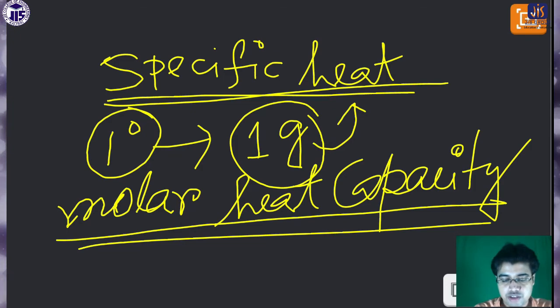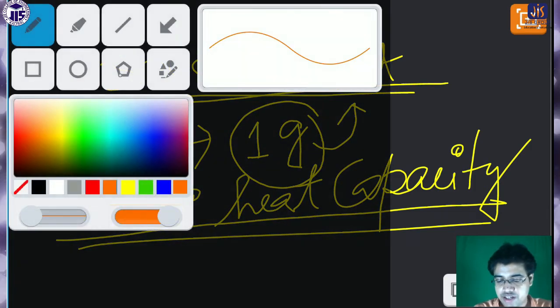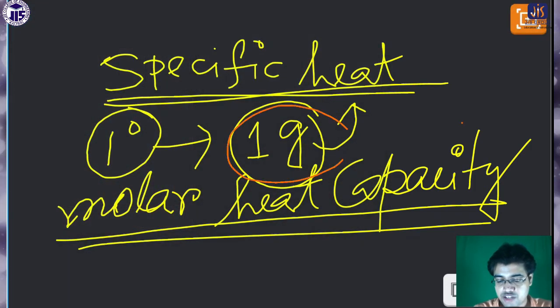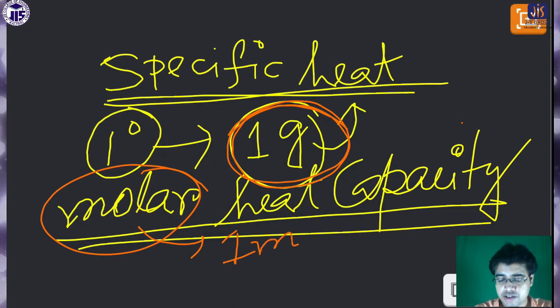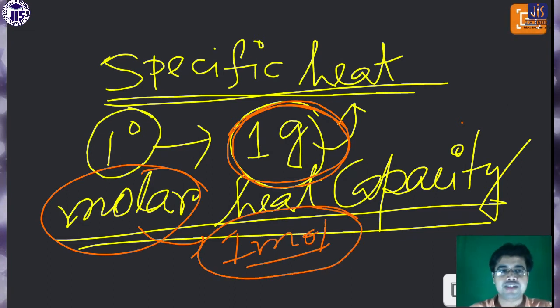Look here, for specific heat capacity, it is for 1 gram of substance to raise the temperature by 1 degree. For molar heat capacity, simply it will be applicable for 1 mole of substance, isn't it? So molar heat capacity is the amount of heat required to raise the temperature by 1 degree for 1 mole of substance. This is called the molar heat capacity.